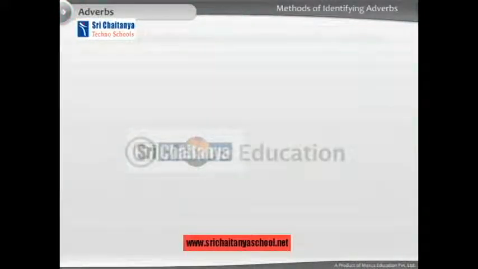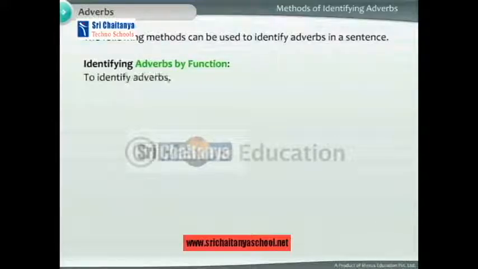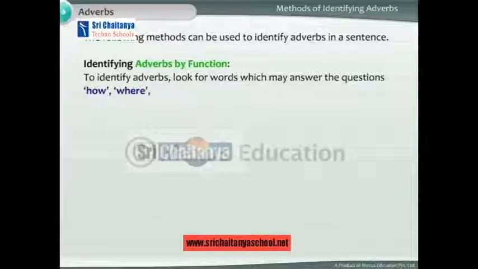Adverbs are an important part of our speech. Here are some tricks that you can use to identify them in a sentence. Identifying adverbs by function. Adverbs give extra meaning to verbs, adjectives, or other adverbs in the sentence. Look for words which may answer the questions how, where, when, how often, and how much.